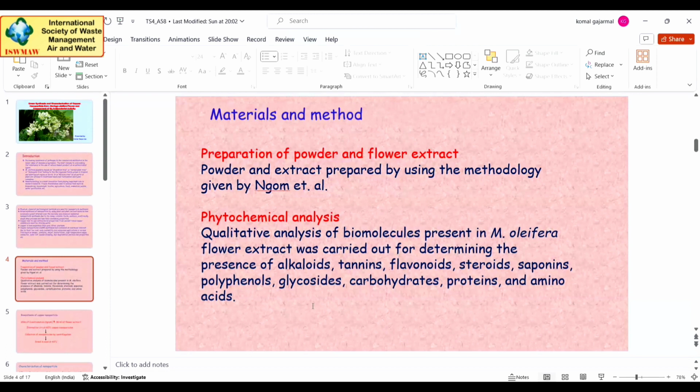Chemical analyses were carried out for determining the presence of alkaloids, tannins, flavonoids, steroids, saponins, polyphenols, glycosides, carbohydrates, proteins, and amino acids. These are carried out because these bioactive groups are responsible for the antimicrobial properties.